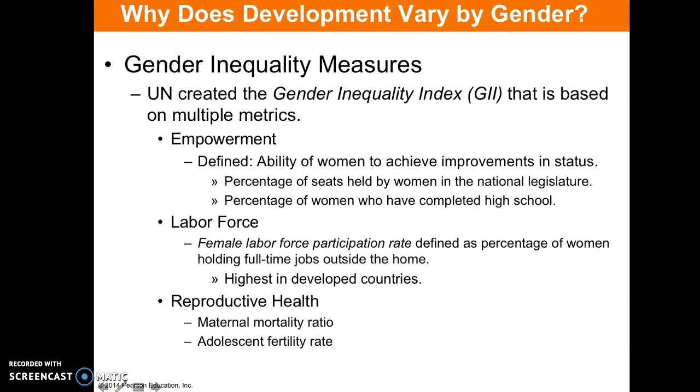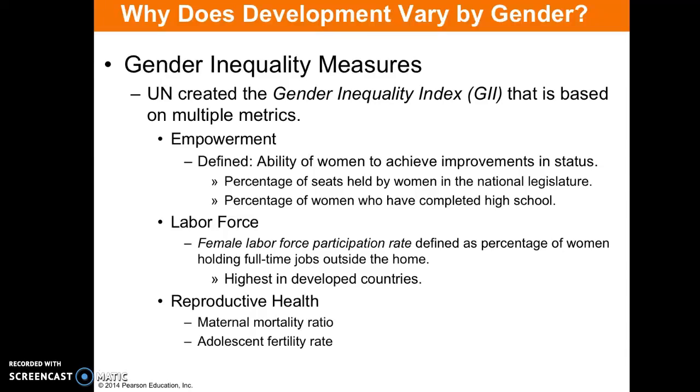Gender inequality is measured today by the UN with something called the Gender Inequality Index, the GII. The Gender Inequality Index is based on multiple metrics, so it focuses on empowerment, labor force, and reproductive health. So empowerment looks at the ability of women to achieve improvements in status.